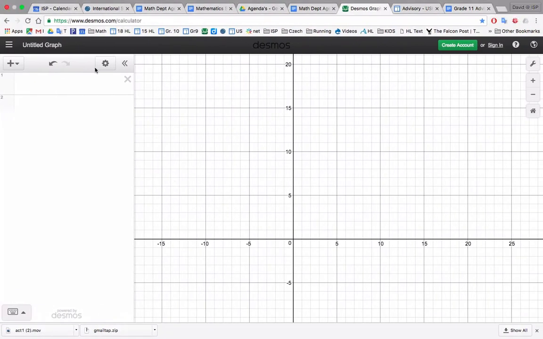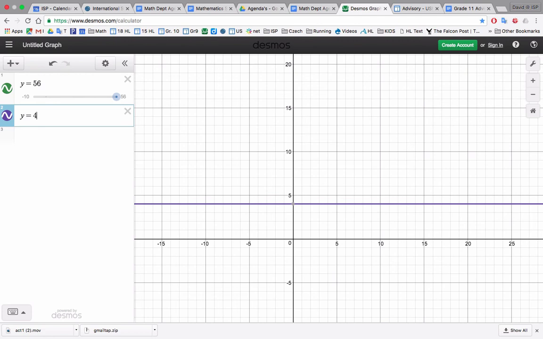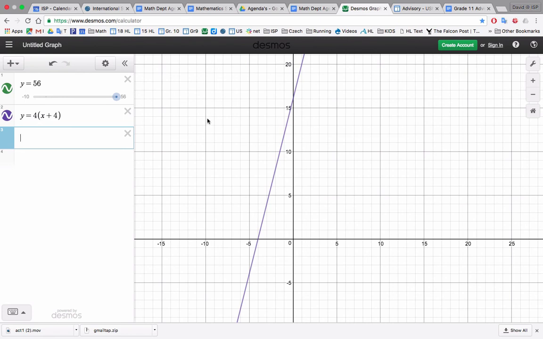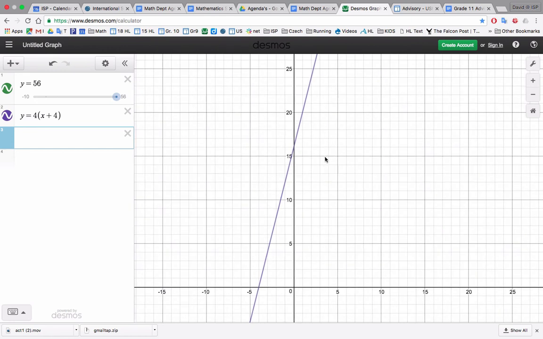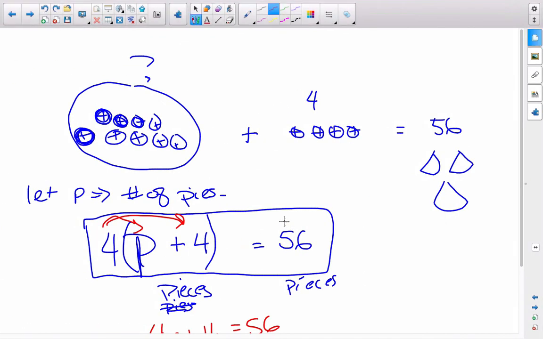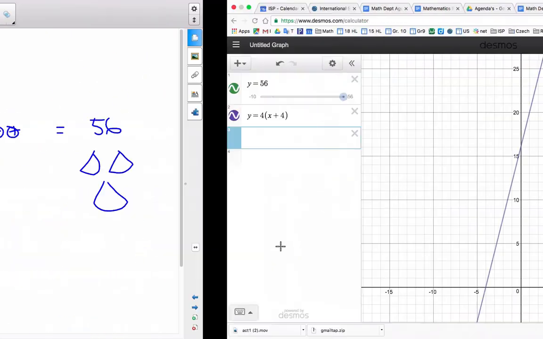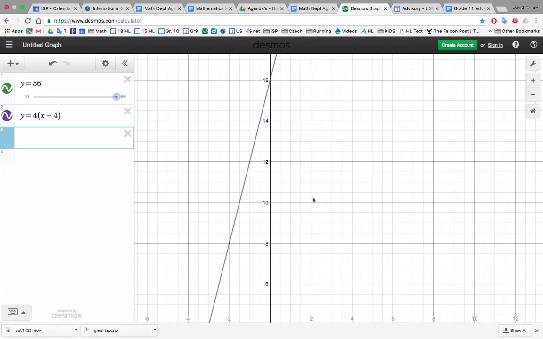If I go back to Desmos, I know one side of the equation is y equals 56, and y equals 4x plus 4. Uh-oh, where is it? I only see one line. Oh, wait. We're supposed to make two. We're supposed to take one side of the equation and the other side of the equation. We have that, right? We have 56. That's y equals 56.